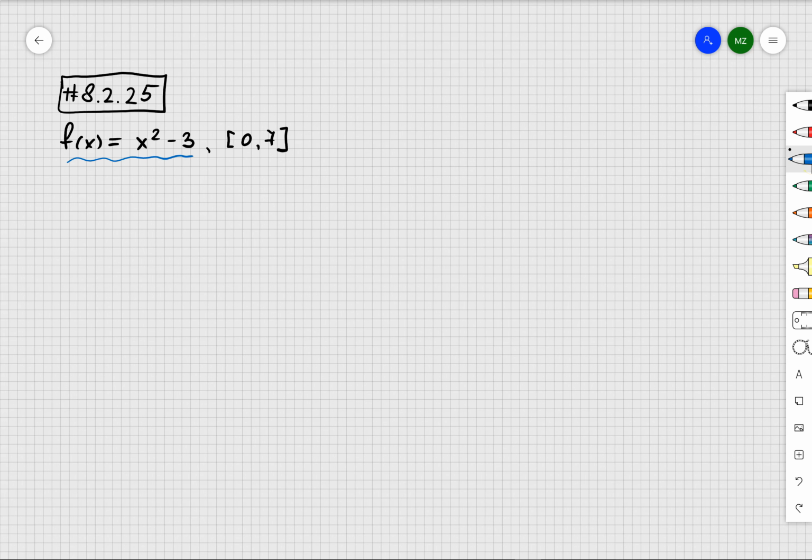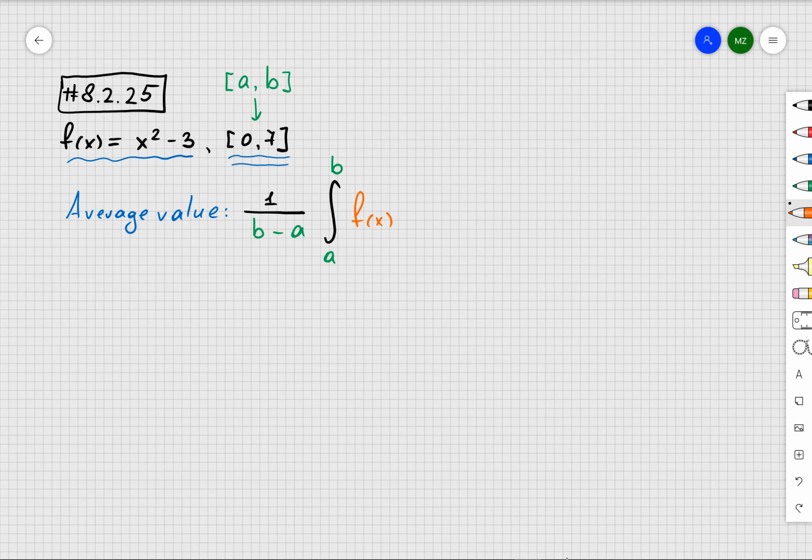Okay, hello guys. For this video, I want to find the average value of this function on that interval. So first, let me actually solve the problem, and then I'm going to show you why you should believe that formula. The formula is the following: you take a fraction of 1 over the difference of your boundary points a and b, times the integral from a to b of f(x) dx.